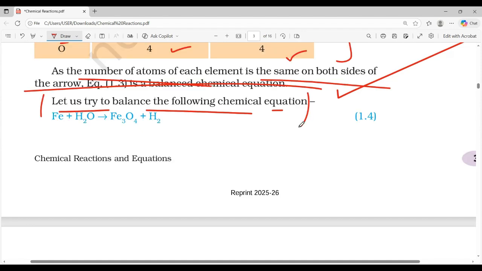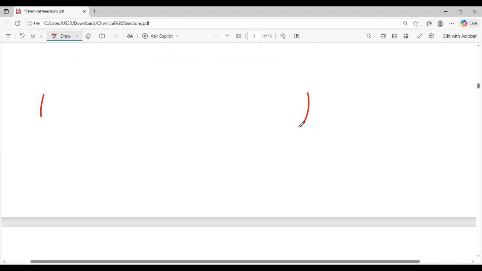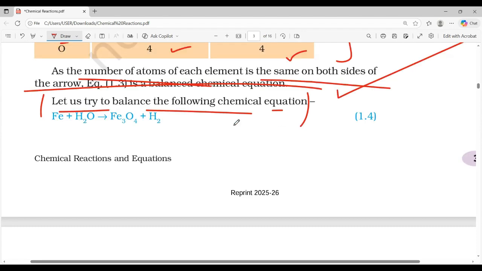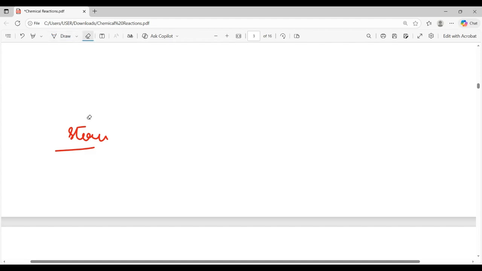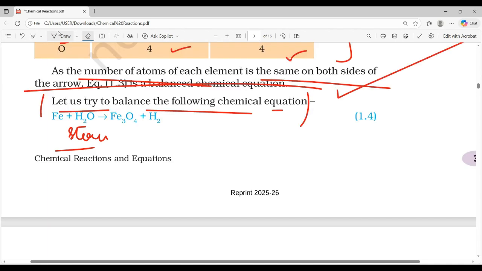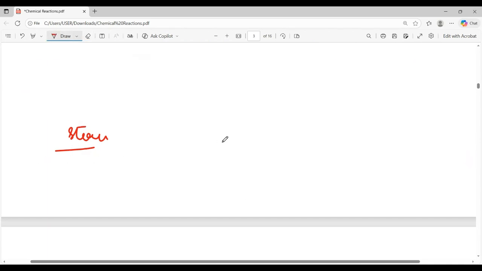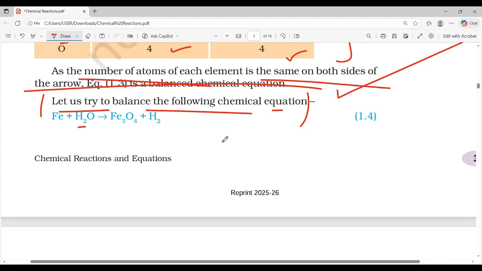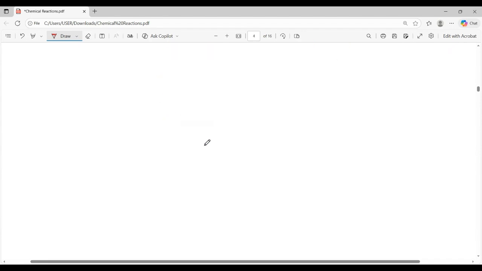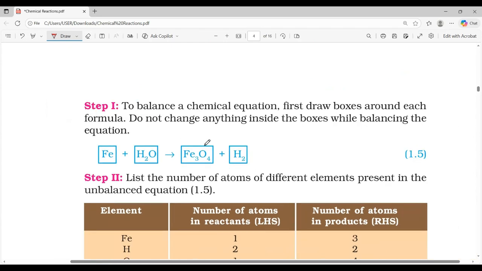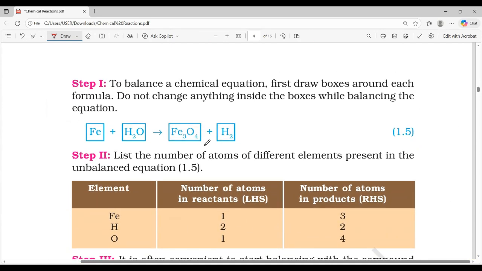As you can see, there is addition of iron to water, and the water is actually in the form of steam. So iron plus water gives Fe3O4, which is iron oxide, and hydrogen gas will be evolved. So this is the reaction. Now we'll see how to balance this equation.